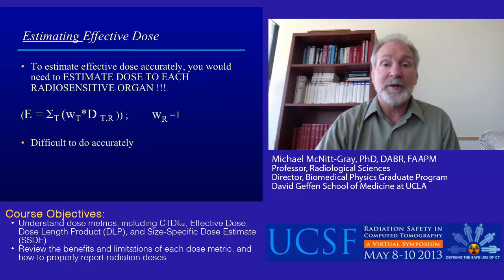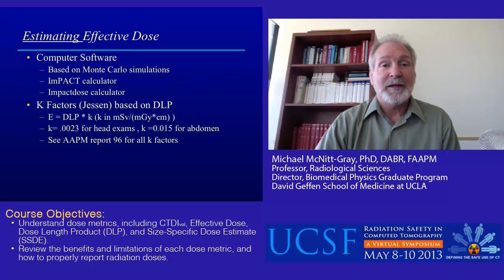To estimate effective dose accurately, you would really need to estimate the dose to each radiosensitive organ, and you'd need to do that accurately, which is really difficult. So some of these values come through Monte Carlo simulations. To estimate effective dose, there are some computer software packages out there that are based on Monte Carlo simulations, such as the ImPACT calculator or ImpactDose simulation package.